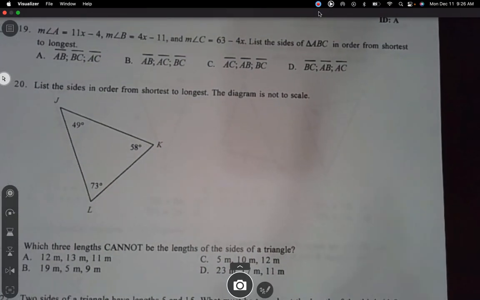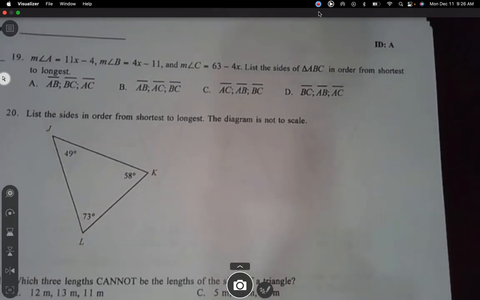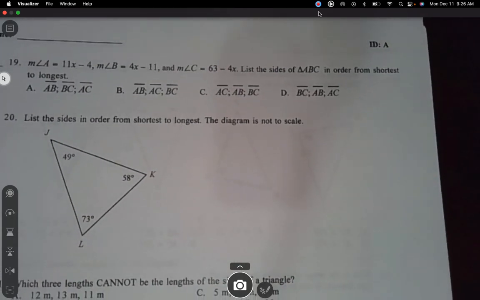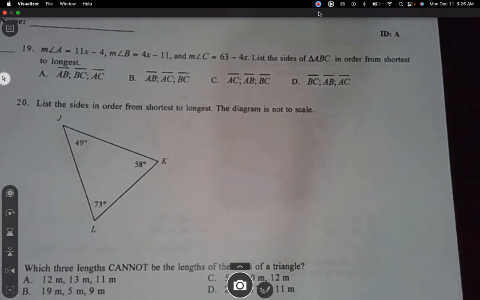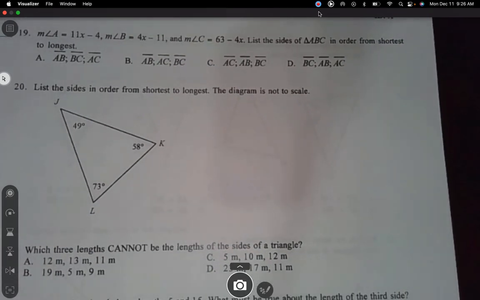Number 19. Okay, on this one, we have 3 angles. What do we know? This one's a little bit tricky. I do really like this one though. All right, what do 3 angles add to? 180. So I'm going to add all 3 of those angles and put them equal to 180.